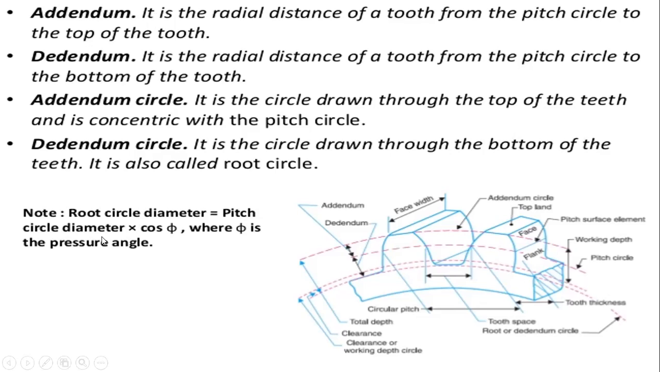And this is the formula for the root circle diameter. Root circle diameter is equal to pitch circle diameter multiplied by cos phi, where phi is the pressure angle.